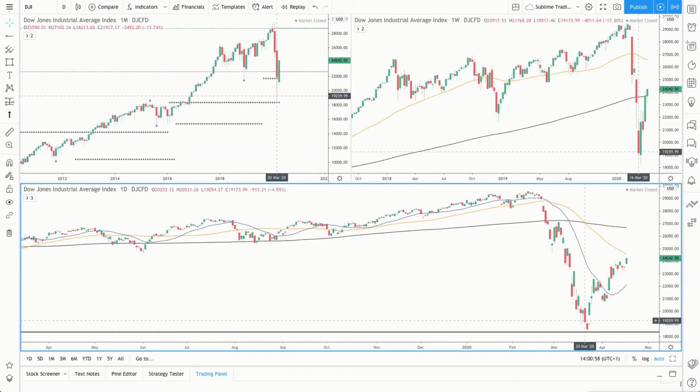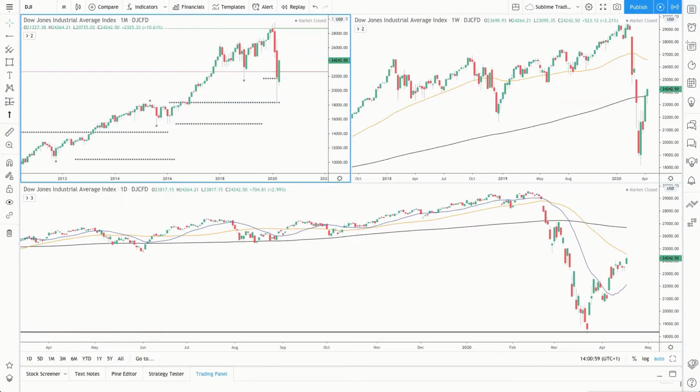Let's move across into the US market to have a look at how last week ended. If we start with the Dow Jones, we can see price is still very much bullish and it's trading above the low of 2019. So potentially we could see strength back to the high of 2019.